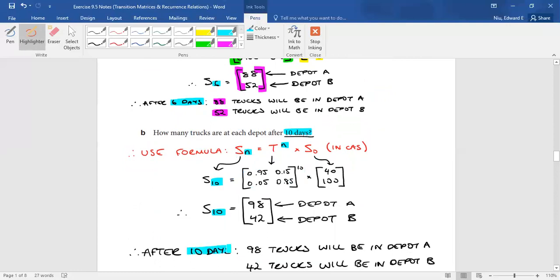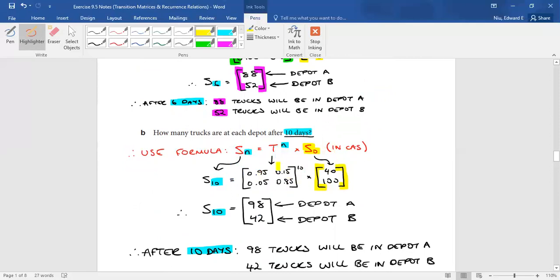So I'll just go ahead and highlight the working. What you do is you write the formula, Sn equals T to the power of n times the starting matrix S0, which is the 40 on 100. This part is identical to the part that we just did in Example 1, part A.